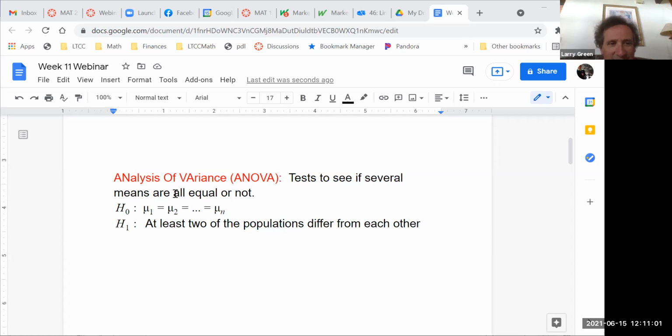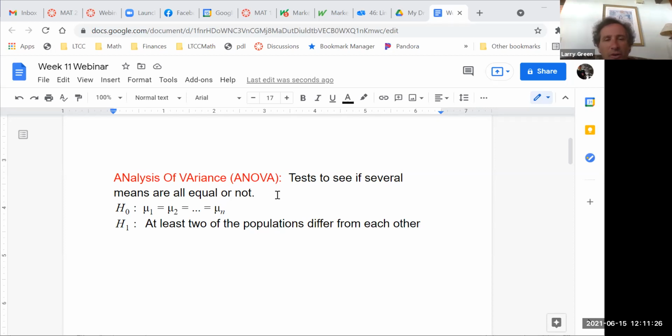It tests to see if several means are all equal or not. So we're not looking at comparing two means. Now we're comparing many means. It could be 50 different means, it could be 3 different means. You could actually do it with 2 means, but there's no reason to because we already have our test for 2 means. And it's called ANOVA.